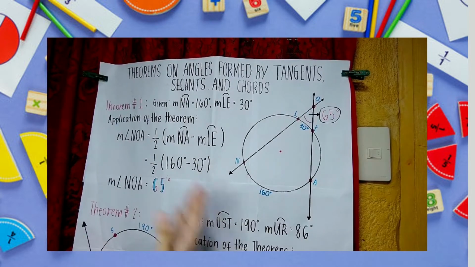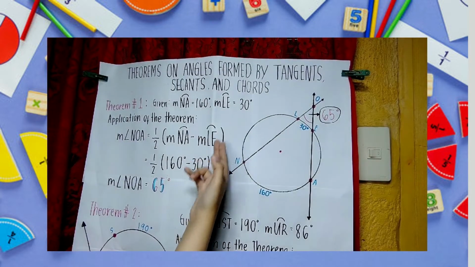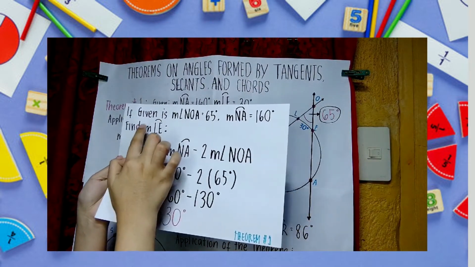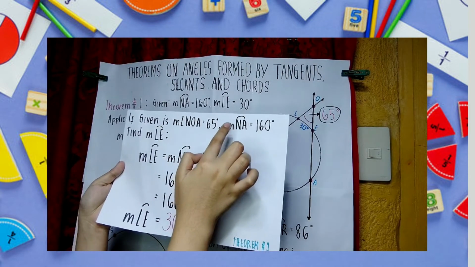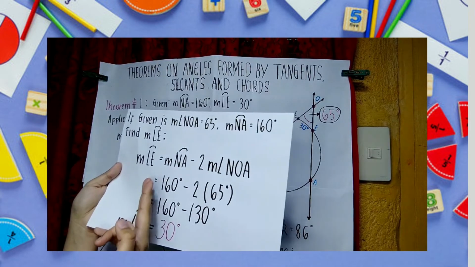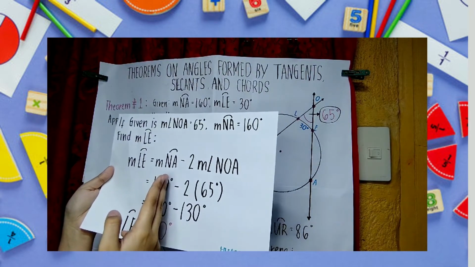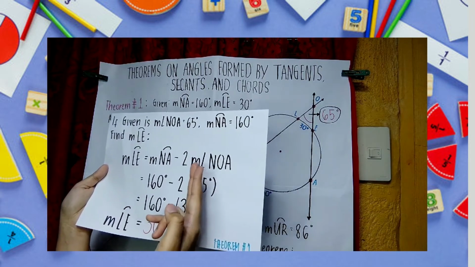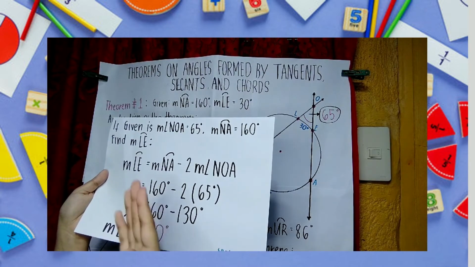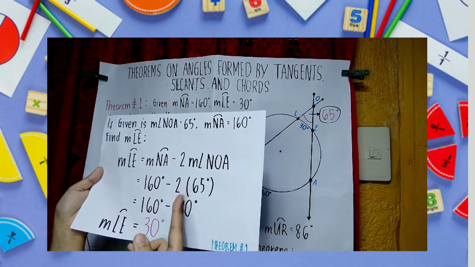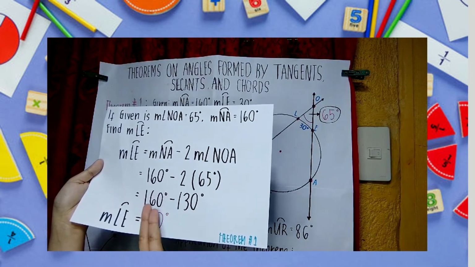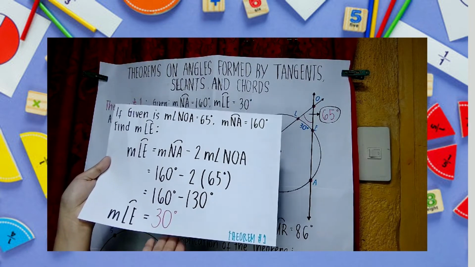Another question: what if the arc LE is the missing measure? Again, we're going to manipulate the formula. If the given is angle NOA and the measure of arc NA, then we can find the measure of arc LE by subtracting the product of angle NOA times 2 from the measure of arc NA, which will be equal to 160 minus 2 times 65. So 65 times 2 is equal to 130, and 160 minus 130 will be equal to 30 degrees.